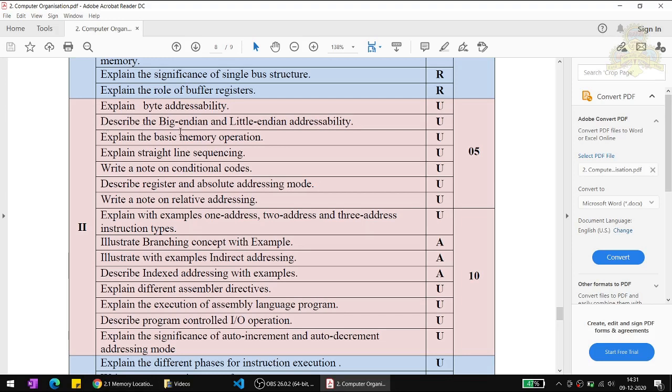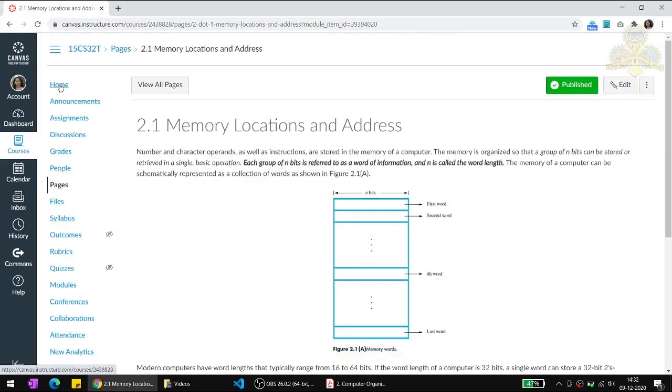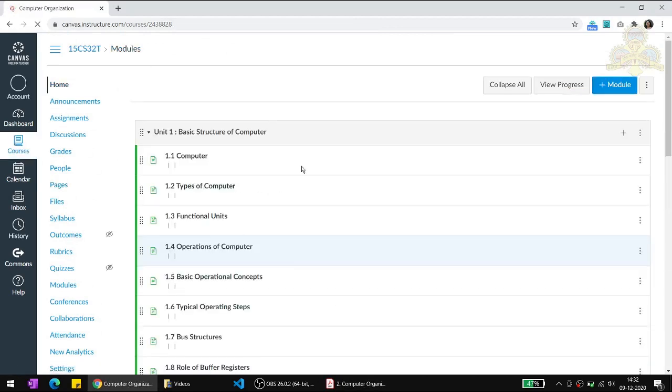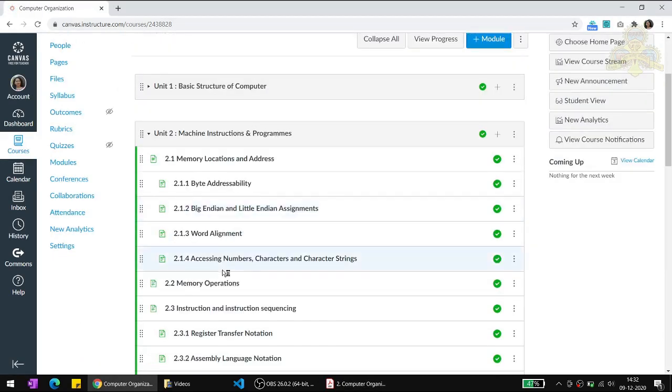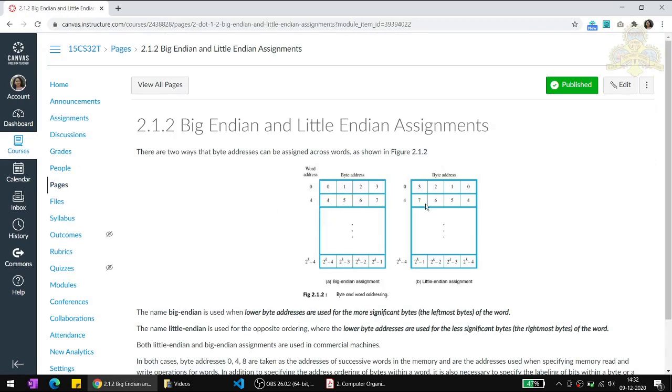Next, describe big endian and little endian addressability. Your answer is here. Go back to home, and in the same chapter search for big endian and little endian assignments. You have to draw these two diagrams, one for big endian assignment and another for little endian assignment. These two are the ways for byte addressability: how can you address the bytes in the word, or in the memory?